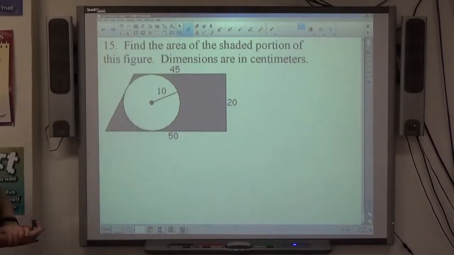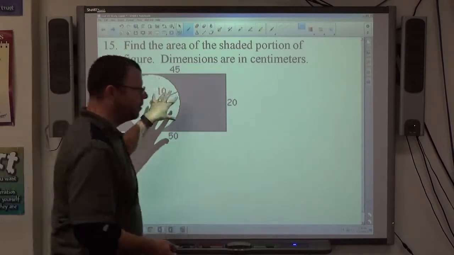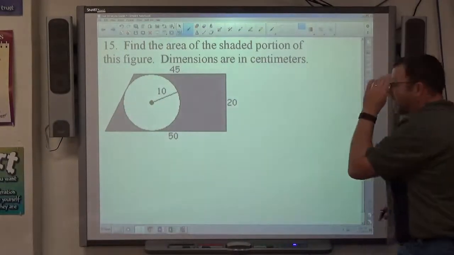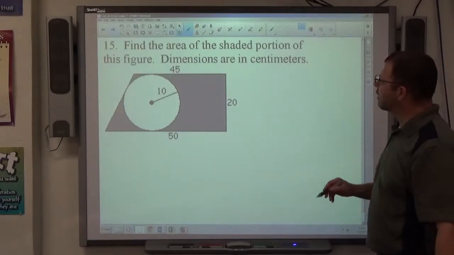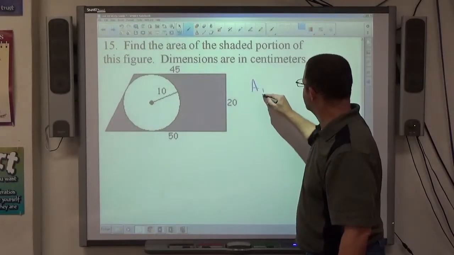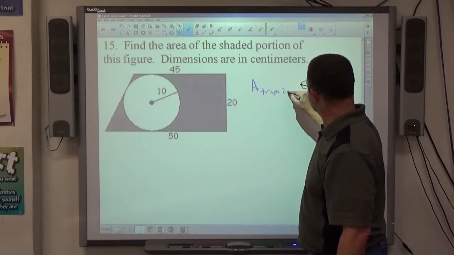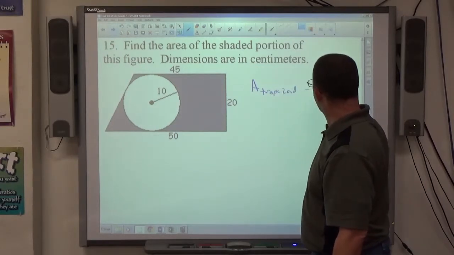Number 15, find the area of the shaded portion of this figure. Dimensions are in centimeters. I can say I have a trapezoid with a circle being cut out of it. To do shaded portion, we have to find the area of the trapezoid minus the area of the circle.